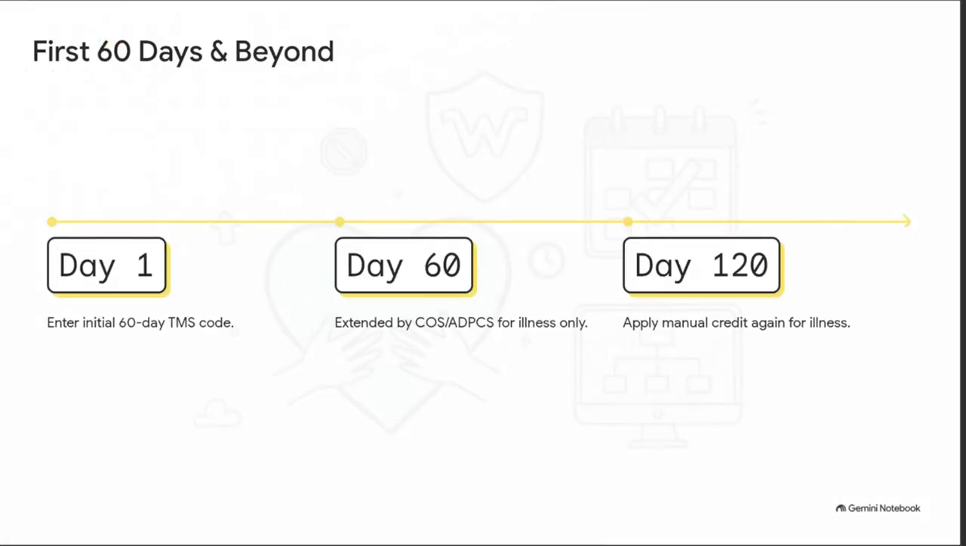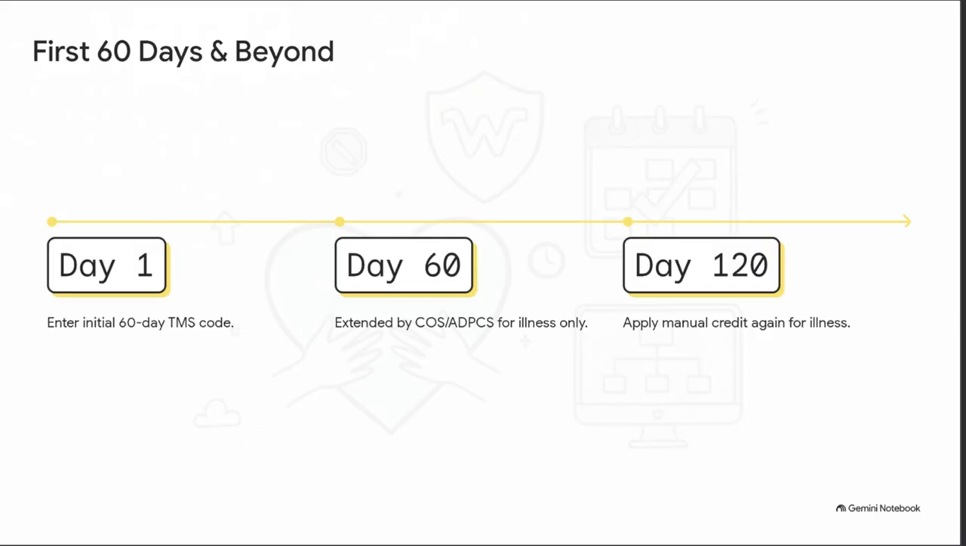Okay, but what happens when day 60 rolls around and the employee is still hurt? Well, if it's for an illness or injury, that waiver can be extended. But this extension has to be reviewed and approved by top leadership like the chief of staff. If they give it the green light, you just re-enter that exact same illness code into TMS at every 60-day interval. Day 60, put the code in. Day 120, put the code in again. It just becomes a simple repeating loop.